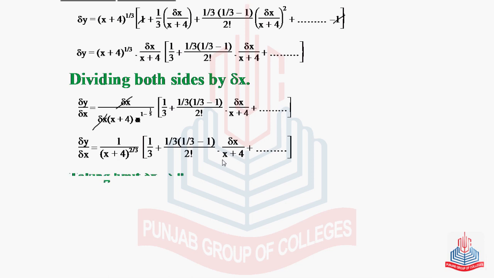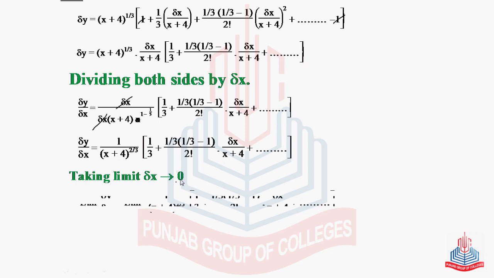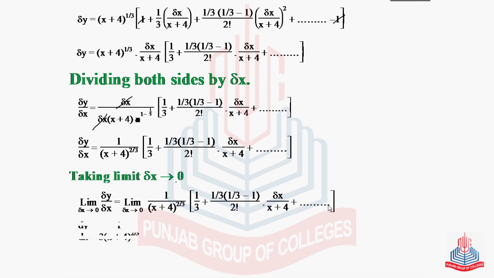Now taking limit on both sides, delta x approaches to 0. So delta x approaches to 0, delta y by delta x, again apply limit delta x approaches to 0 on the right hand side as well. 1 over x plus 4 raised to the power 2 by 3, and this one is the bracket portion which remains same. Left side will become dy by dx, and on the right side when we apply limit delta x approaches to 0, all other terms will become 0 except this first term. Due to the presence of delta x they will become 0, and we have only 1 by 3 multiplying to x plus 4 raised to the power 2 by 3, which will become 1 over 3 into x plus 4 raised to the power 2 by 3.